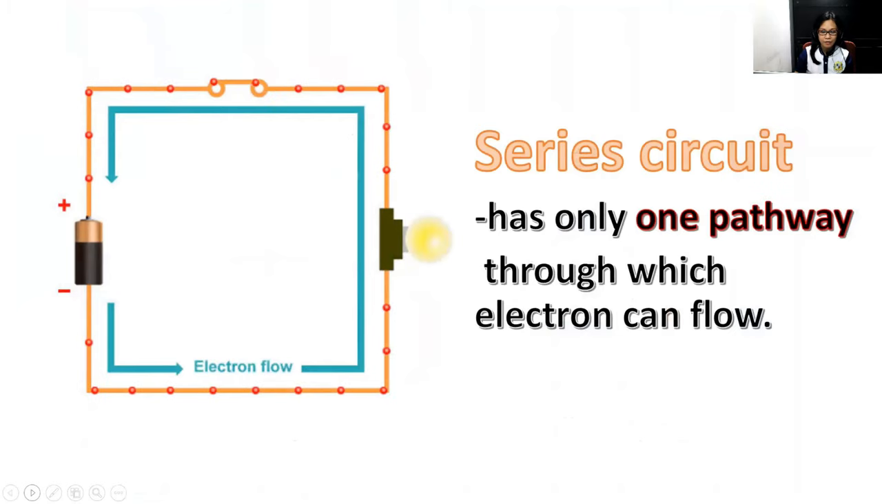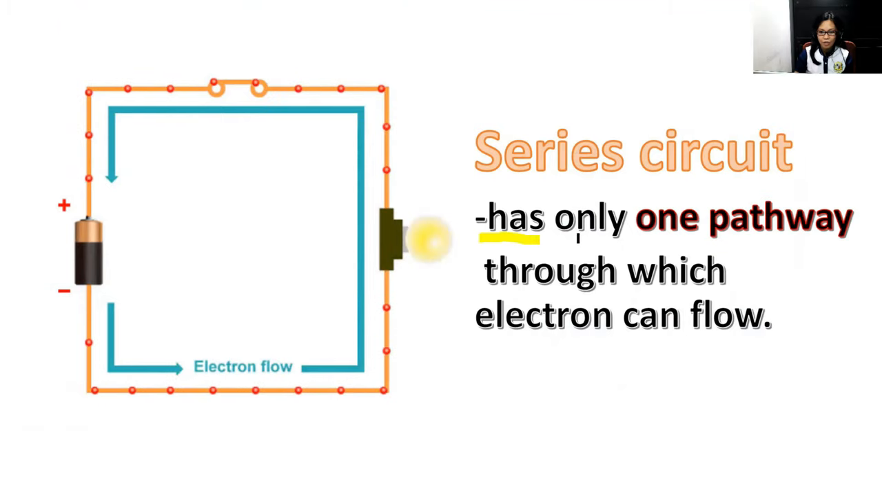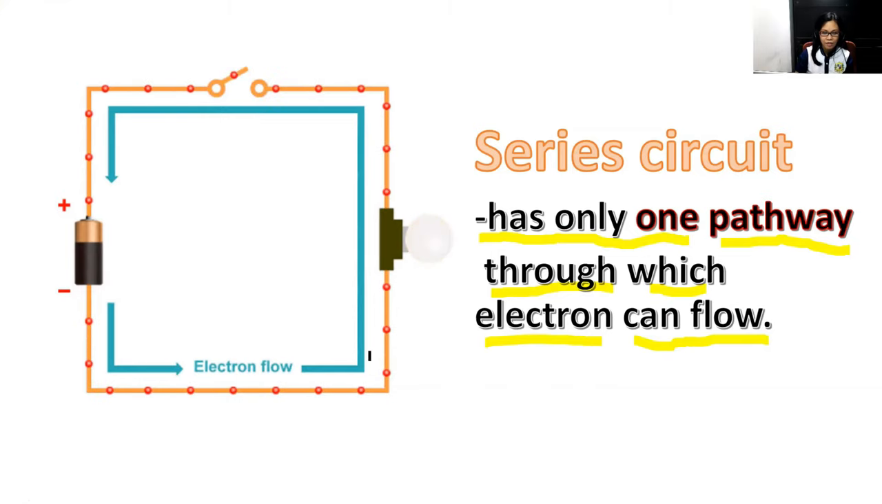Now, this is a series circuit. As you can see here, a series circuit has only one pathway. Can you read this one? A series circuit has only one pathway through which electrons can flow. Can you memorize? It has only one way where electrons can flow. Those moving in the circuit or on the wire, we call electrons. Electricity is the moving electron.